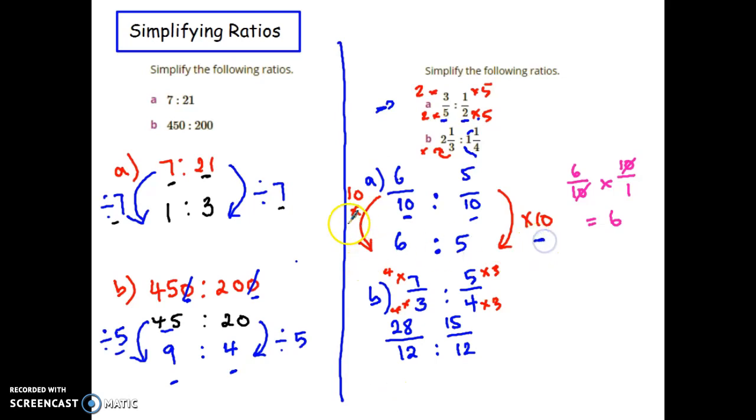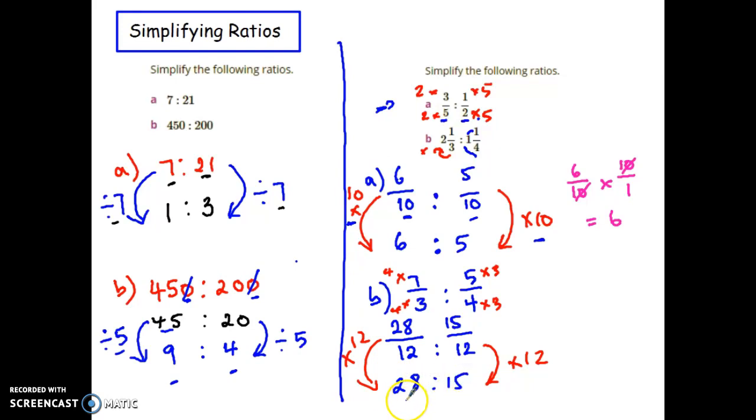Then, like I did up here, I multiplied through by that denominator. In this case, I've got a 12, so I'm going to multiply both sides through by 12. This one here times 12. This one here times 12. So I'm going to end up with 28 to 15.